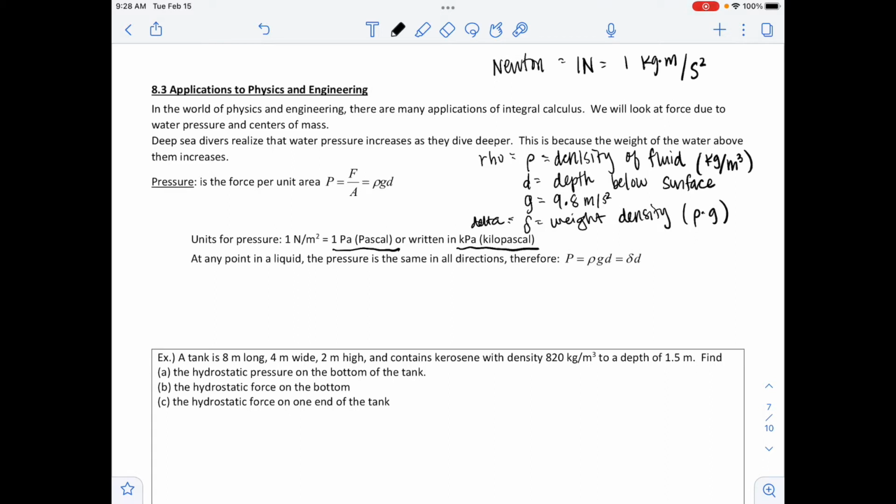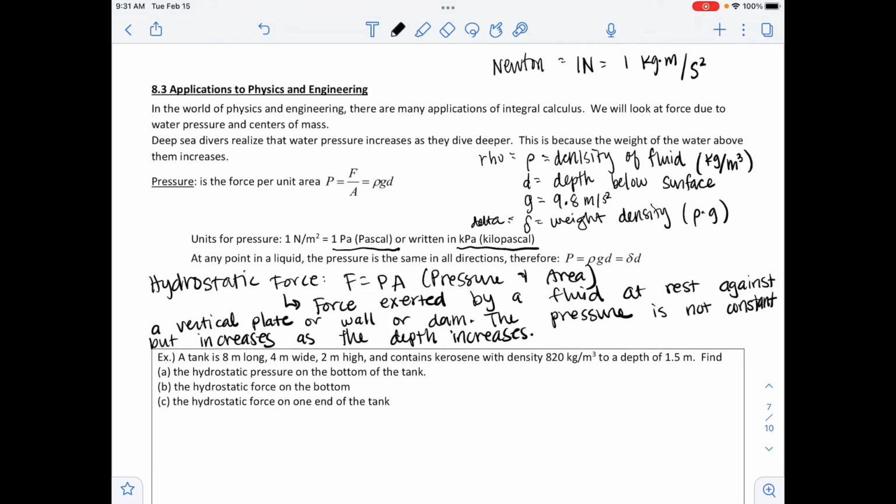So at any point in a liquid, the pressure is the same in all directions. Therefore, P is equal to rho times g times d, or delta d. And what we have also is called hydrostatic force, which is going to be F equals P times A. This is going to be pressure and area. And this is a force exerted by a fluid at rest against a vertical plate or wall or dam. The pressure is not constant, but increases as the depth increases.